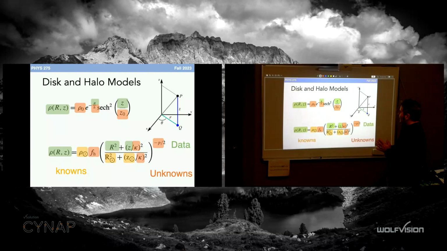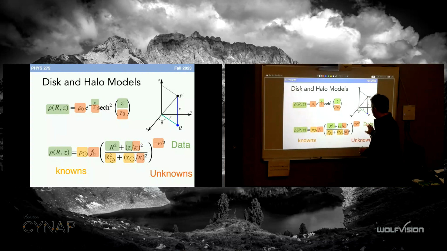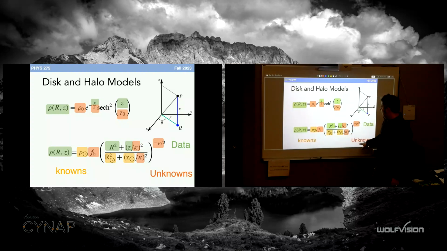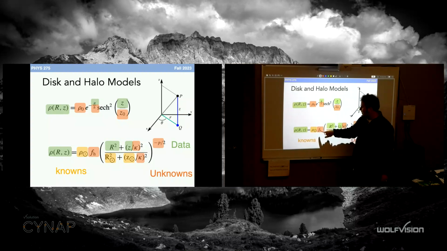So I have data. I have positions of these stars, right? I have the radial, and if I know the distance of these stars, I have an r and a z for each star. I can map that out. I have knowns, so this is the radius of our sun. This is the height of our sun above the plane. This is the density of the stars at our sun. We know that the best because that's where we are. Okay, so we have a couple of knowns. Cool. We have data, and we have unknowns. These are our model parameters.